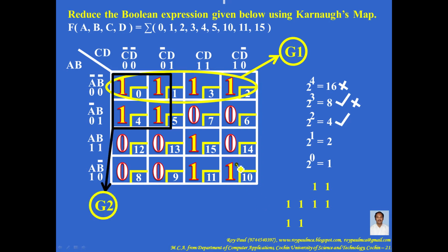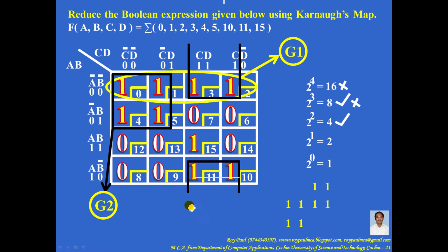Now using the left out one, will I get 4 adjacent ones? Let me try. 1, 2. A K-map can be rolled vertically and horizontally at the same time. So after this one, the one that comes here, this and this. So I get 4 adjacent ones, they form a rectangle or square.